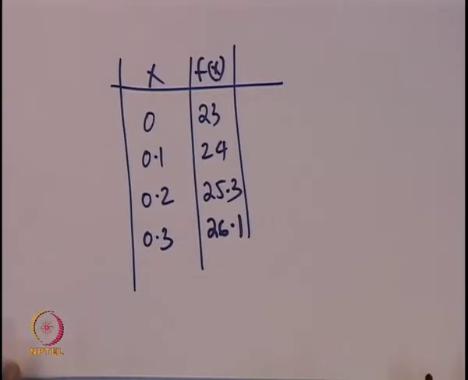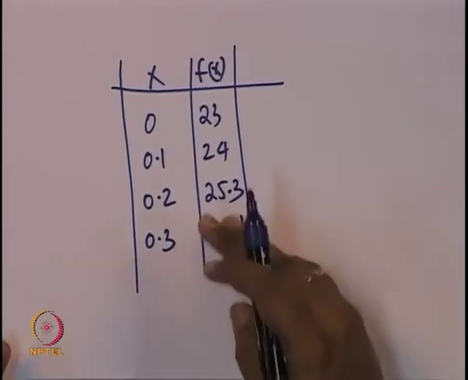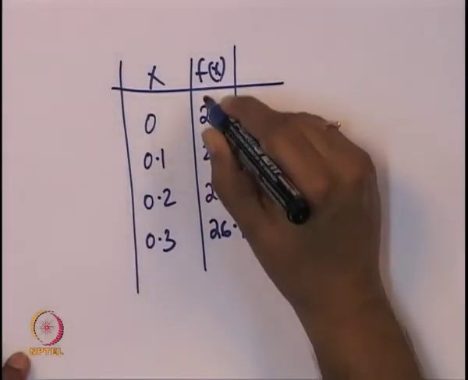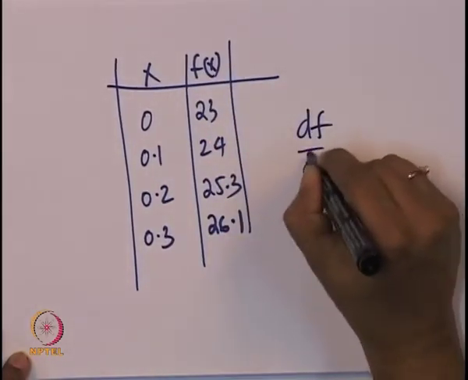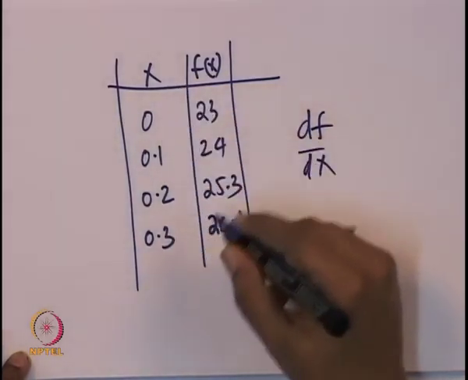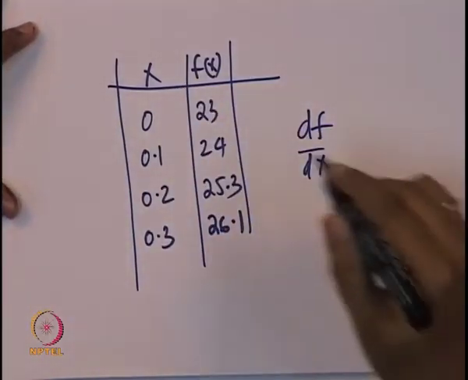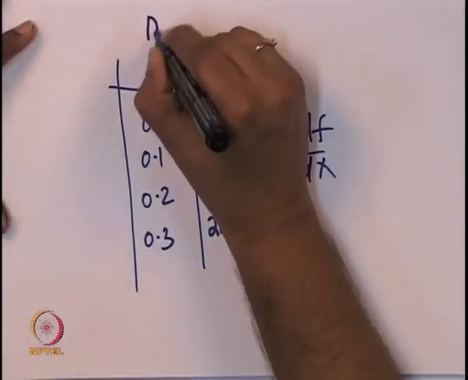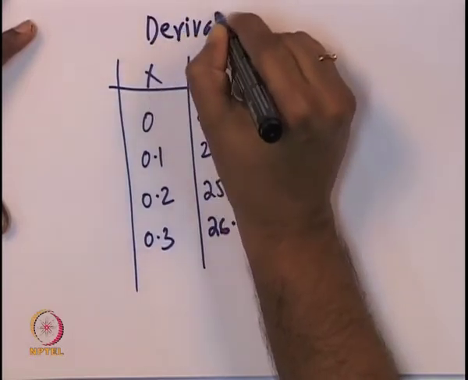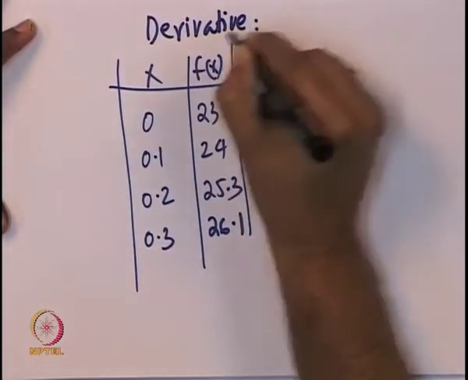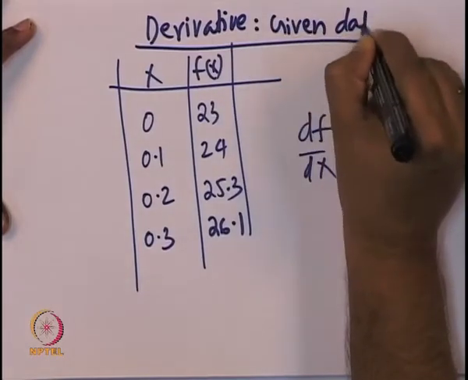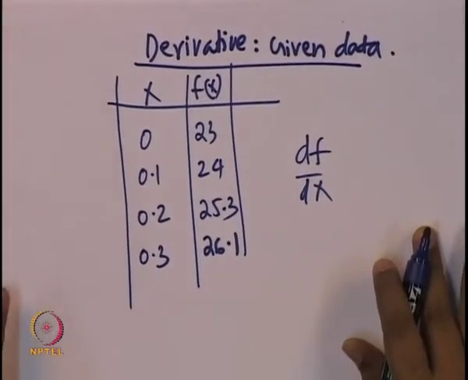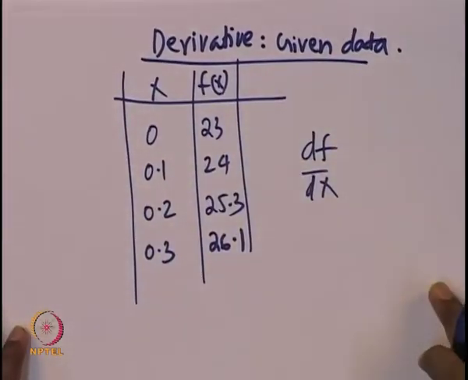If you know the functional form, say f of x is sin x, we know how to calculate df by dx. But how do we calculate the derivative of such data? So, what we are going to discuss quickly is the derivative given data. If you are given data like this, how do we calculate the derivative?